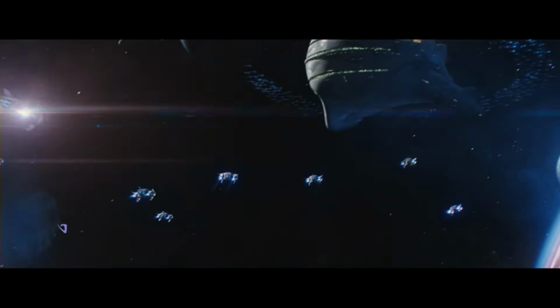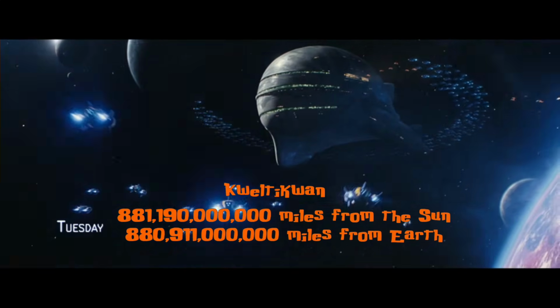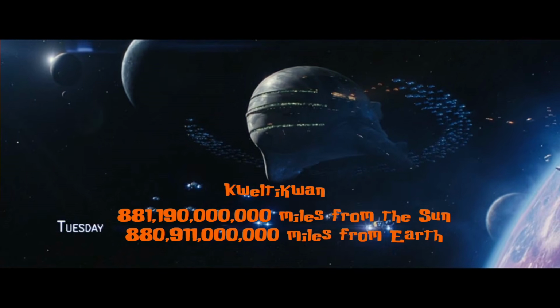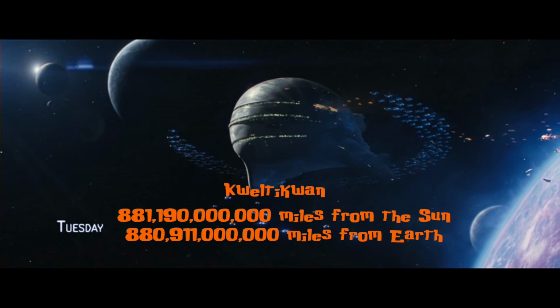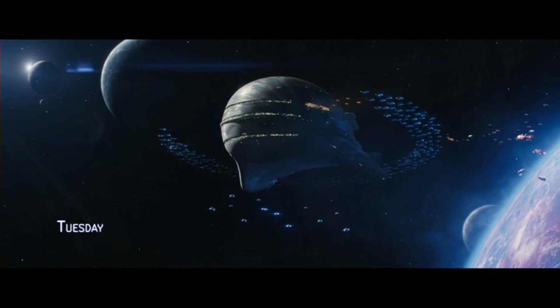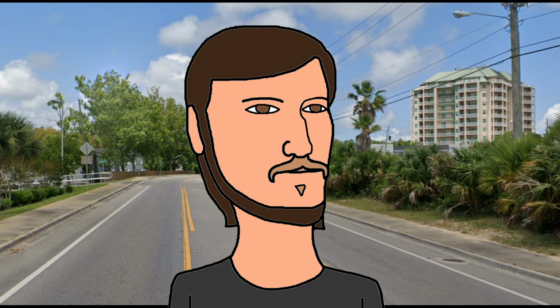If we were to apply the same logic here, this means that Kweltikwan is 881,190,000,000 miles from the Sun, and 880,911,000,000 miles from Earth. So, we've reached our conclusion.